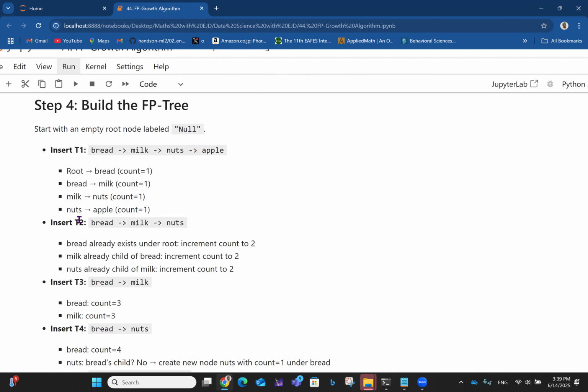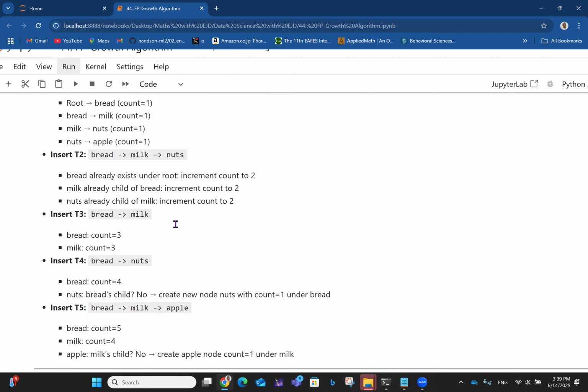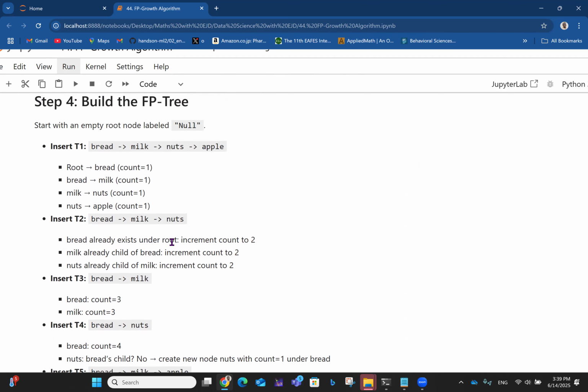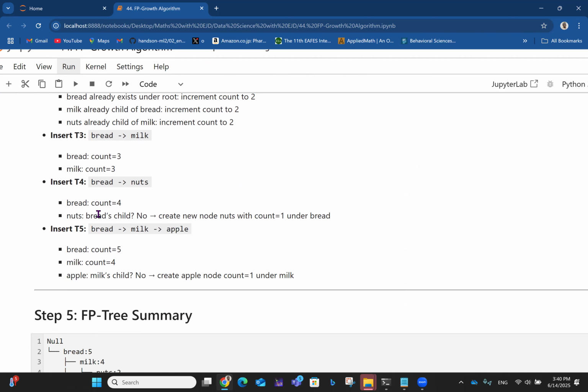Then it starts the next transaction now. You have bread, milk, nuts. So here, bread already exists under root. After root, the next thing is bread. So bread already exists after root, so you increment count to two. Then milk is already a child of bread, so you increment count to two. Nuts is already a child of milk, so increment count to two.